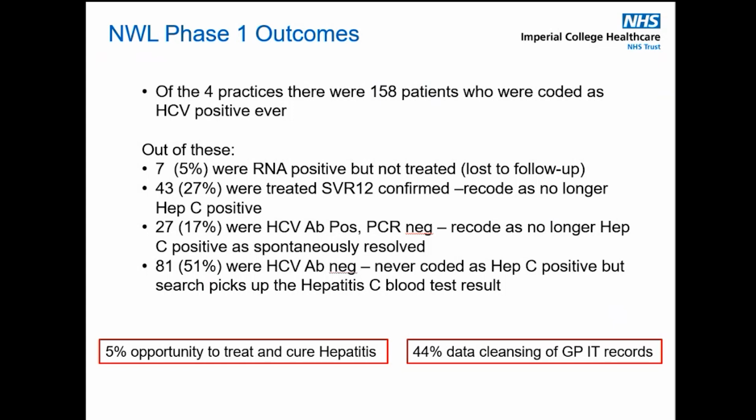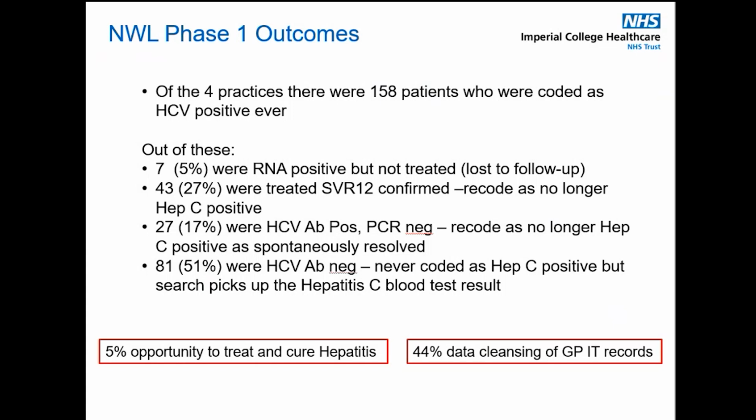43 had been treated. So actually they needed to be recoded because they were no longer Hep C positive. So it's actually 27%, so a quarter of them. 17% of them had an antibody positive but a PCR negative. So they had probably spontaneously resolved their hepatitis C. So that's another high percentage, so nearly 20%. So we had a 27% and 17% that out of that 158 were no longer hepatitis C positive, although coded positive in their GP systems.